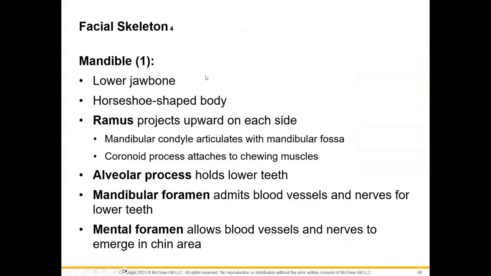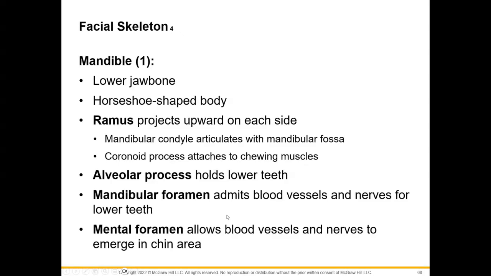Okay, the mandible is the lower jawbone. It's a horseshoe-shaped body and has ramuses that project upward on each side. The mandibular condyle articulates with the mandibular fossa, and the coronoid process attaches to the chewing muscles. The alveolar processes here hold the lower teeth.